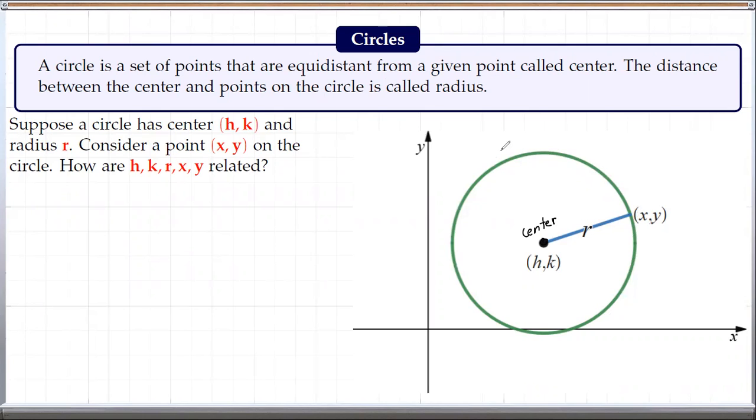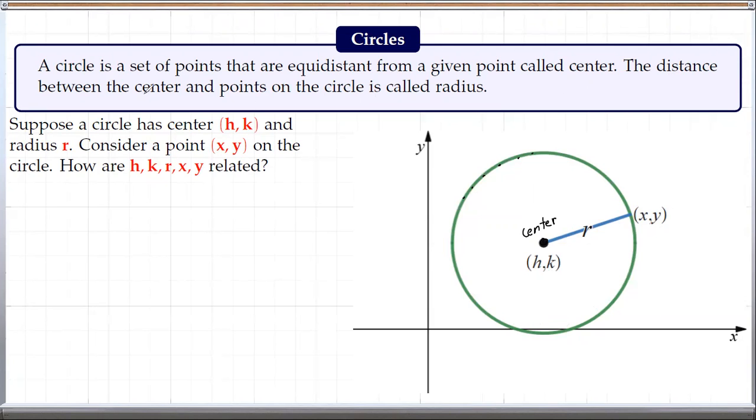And all the points around the center that are at distance r from the center form a circle. So a circle is the combination of all of these points here. Of course, we have infinitely many of them. So all these points together form a circle.